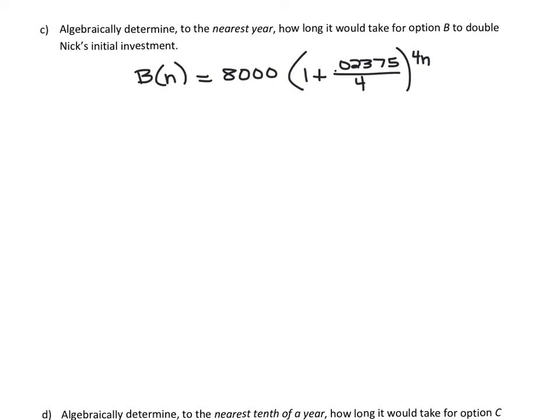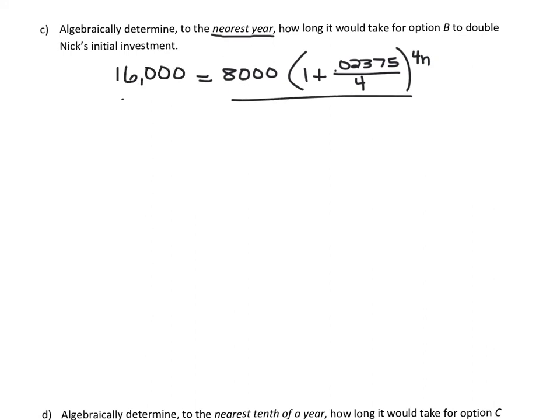All right, so in letter C, it says algebraically determine to the nearest year how long it will take for option B to double Nick's initial investment. So what I did was I just put the function to represent option B right here. And if we want option B to double Nick's initial investment, here's his initial investment. It's $8,000. So if you double 8,000, that'll give you 16,000. So we want to know how long will it take for it to grow to $16,000. So the left-hand side of the equation represents the amount that's in the account after a certain time has passed. So we're going to replace that with 16,000. And then from here, we're just going to solve.